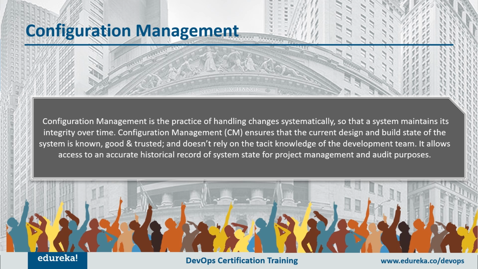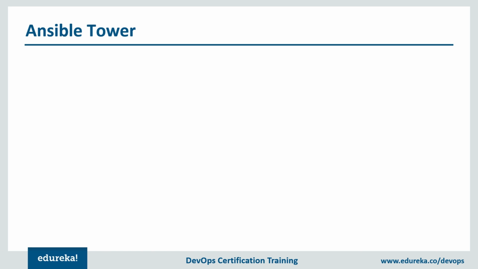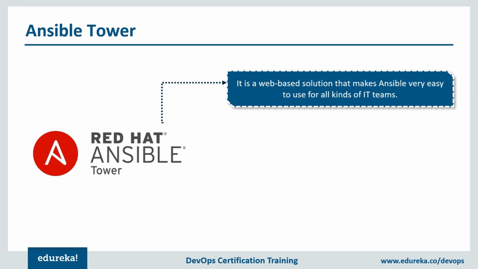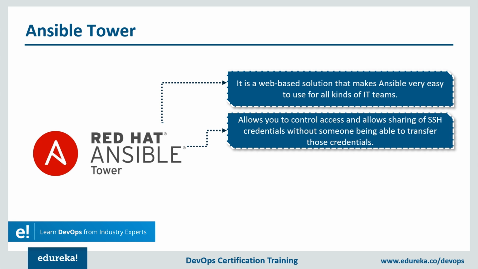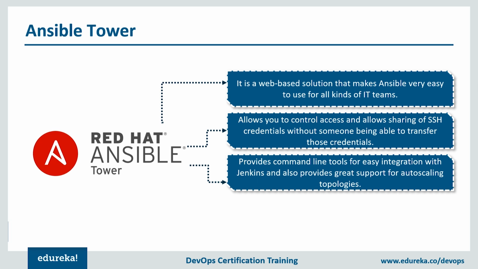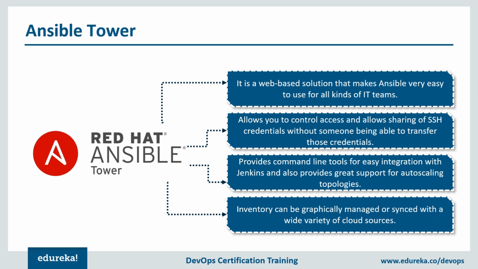So now that I've told you what exactly configuration management is and I've also introduced you to Ansible, let's get into our main topic, that is what is Ansible Tower. Well, Ansible Tower is a web-based solution that makes Ansible very easy to use for all kinds of IT teams. It allows you to control access and allows sharing of SSH credentials without someone being able to transfer those credentials. It also provides command line tools for easy integration with Jenkins and also provides great support for auto-scaling topologies. Not only this, but also your inventory can be graphically managed or synced with a wide variety of cloud services.